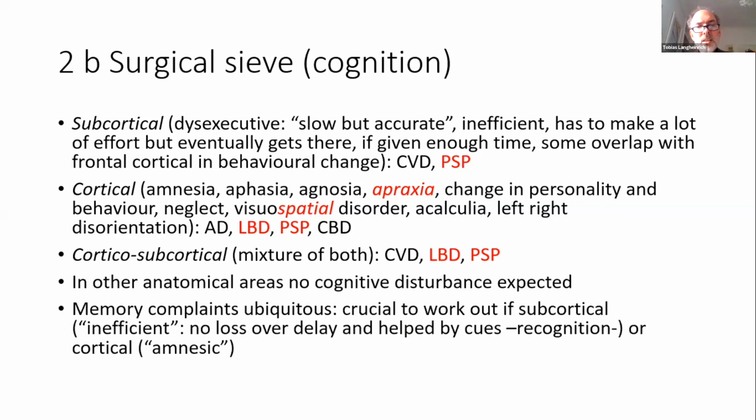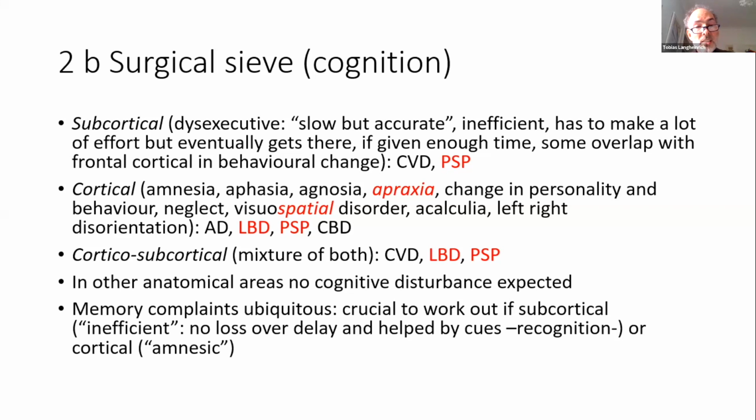Now, a bit on memory, because it's so ubiquitous, everybody complains of their memory. It's crucial to have a working knowledge about the fact that people can have either an inefficient memory, which is the subcortical pattern, or they can be truly amnesic, a cortical problem. Their hippocampus is affected, with the difference being, again, that the inefficient patient is slow but accurate.